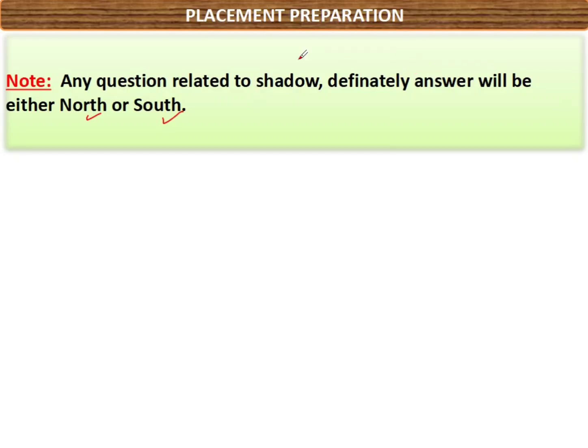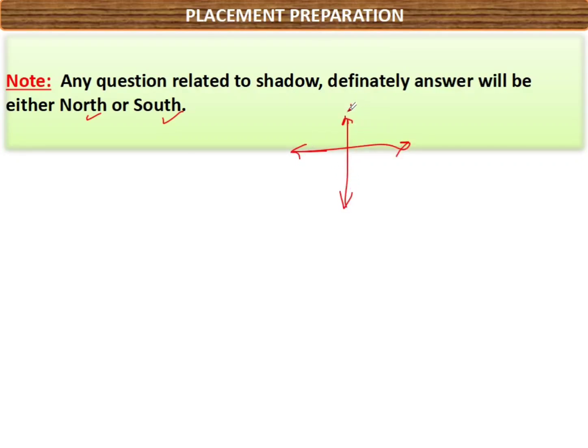Assume you are trying to solve the question but you are not understanding at all. So that time, instead of marking some random answer, what do you do? Out of north and south only, you mark one and come. I am not sure your answer will be definitely correct, but there is a 50% chance your answer will be correct. Did you all understand? Because we already know the basic directions with minimum common sense.